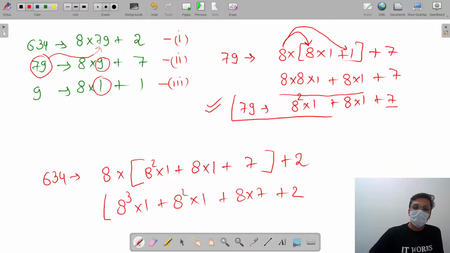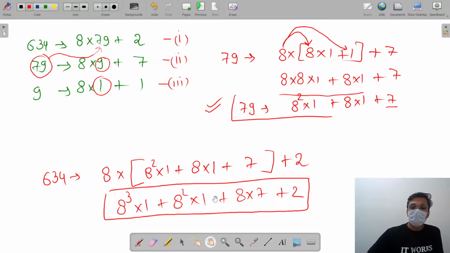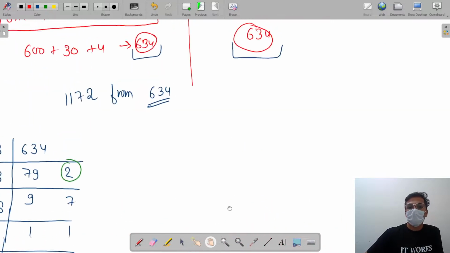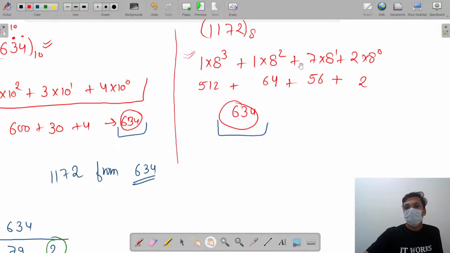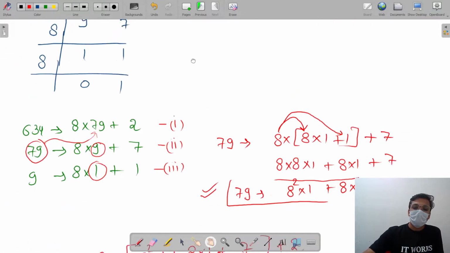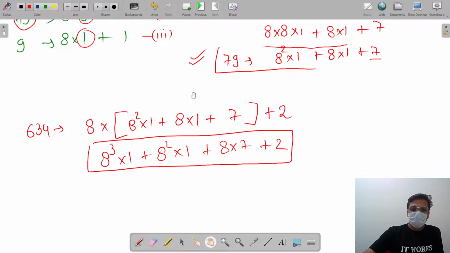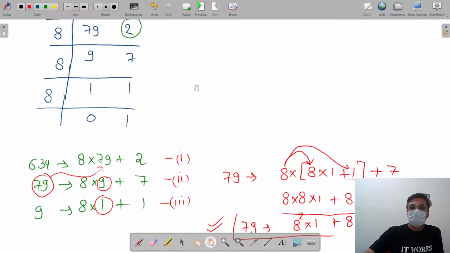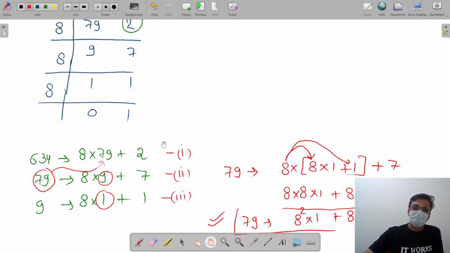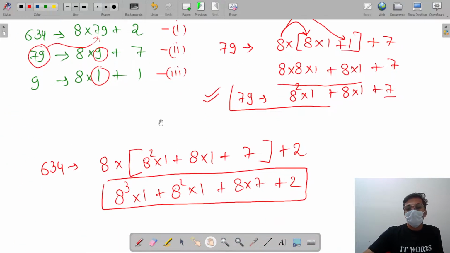So this is similar to the equation that we have written previously. This equation is very much similar to this equation. So that is how we have converted our 1172, exactly 1172, from 634. That is how this division by 8 helped me to extract this number. So now let's code this question.